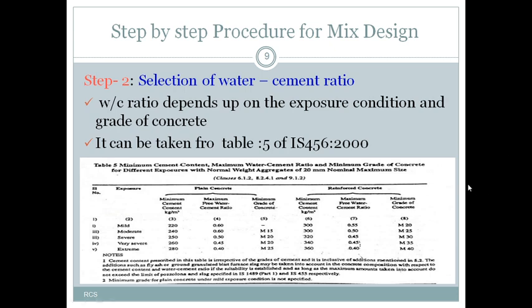Similarly, if you take M25 grade concrete, and the exposure condition is moderate, then we can use 0.50. The W by C ratio is 0.50. We cannot choose the W by C ratio more than this recommended value. We can choose less than that.